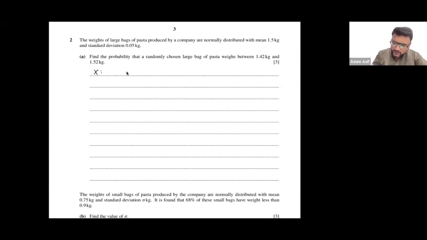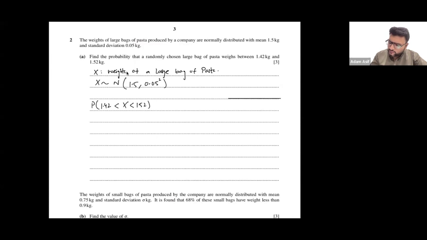Okay. So in this question, X represents the weights of a large bag of pasta. And it follows a normal distribution with mean 1.5 and a standard deviation of 0.05, variance 0.05 squared. In this question, we need to find the probability that X is greater than 1.42 and less than 1.52.